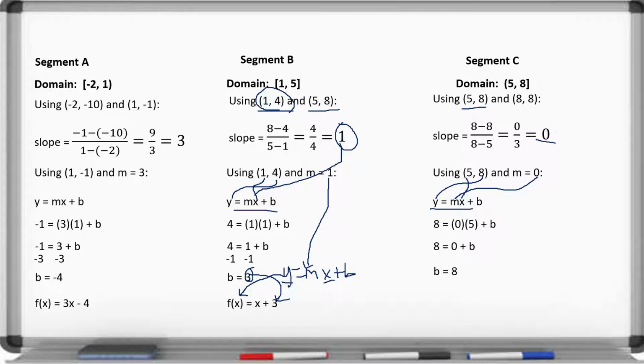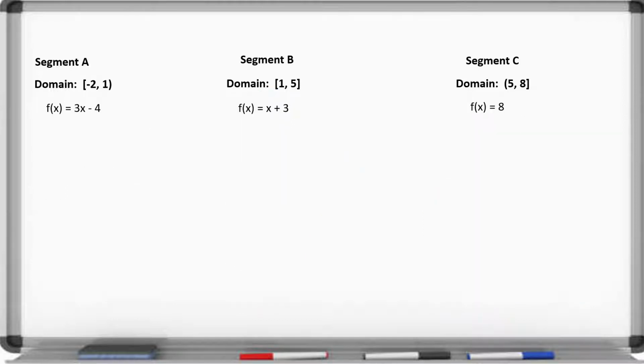Again, plugging this back into slope-intercept form, our slope is 0. So let's plug it in. I get y equals, and y is the same thing as f of x. So y is equal to 0 times x plus 8. In this case, 0 times x is just 0, so that goes away. So you get y equals 8, or f of x equals 8. All right, so now we got our equations.